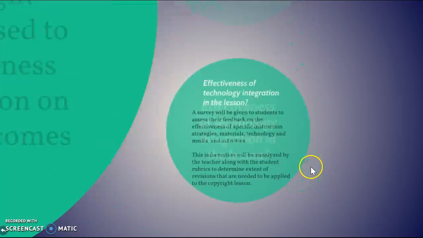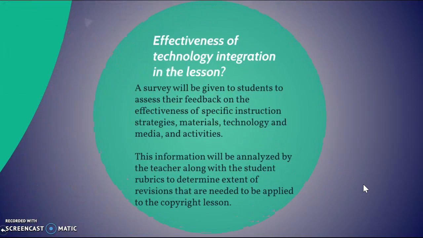And then what also makes the ASSURE model a little different is that there's this added-on survey that assesses the effectiveness of technology integration in the lesson. So how does the teacher know that the different kinds of strategies and technology and media and materials that were used were effective? So students will have the chance to give their feedback on a very easy online survey that addresses whether they felt certain strategies, materials, technology and activities were effective. If they felt they were interesting, or if they felt that it was easy or challenging, or if they enjoyed it or if they didn't. So this information will be analyzed by the teacher along with the student rubrics to determine the extent of the revisions that will be needed to be applied to the copyright lesson.